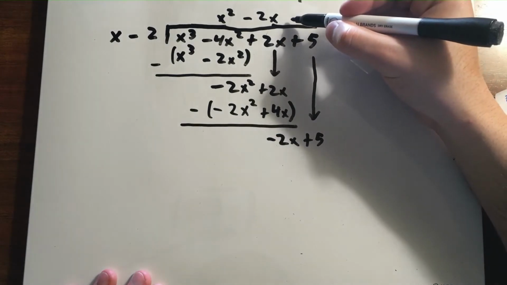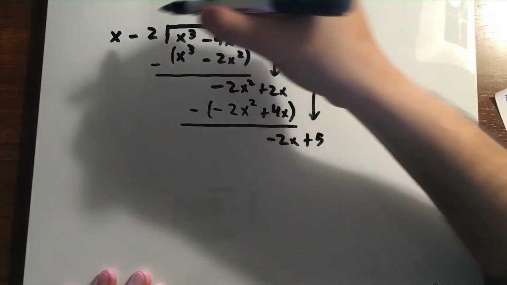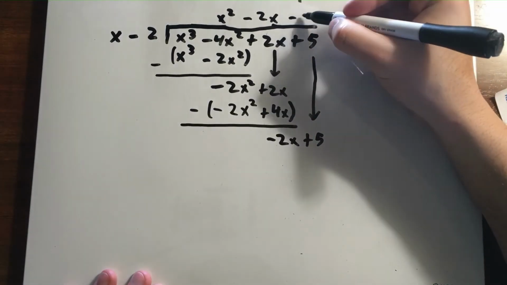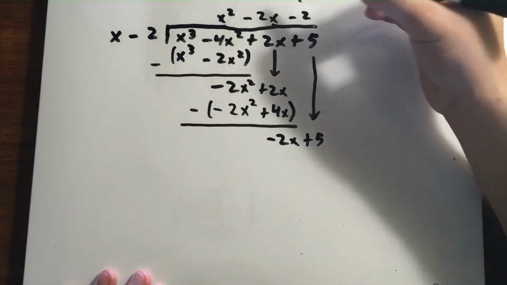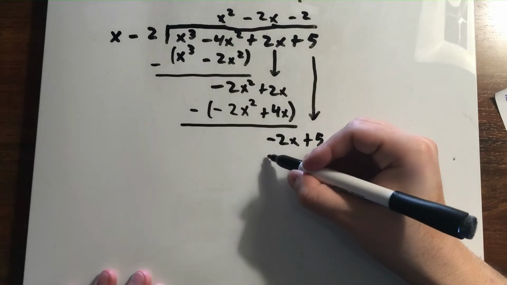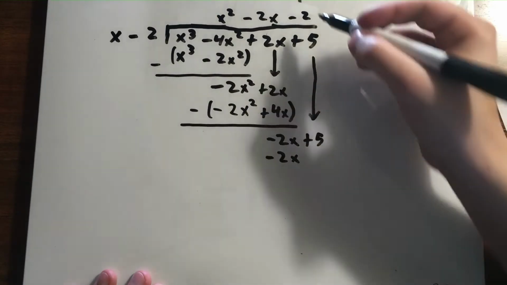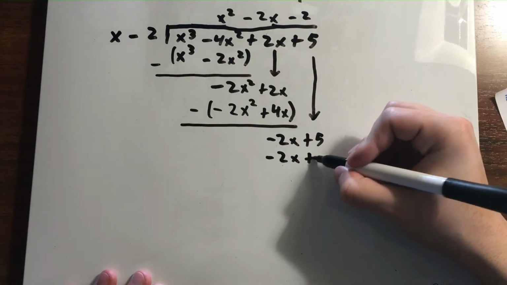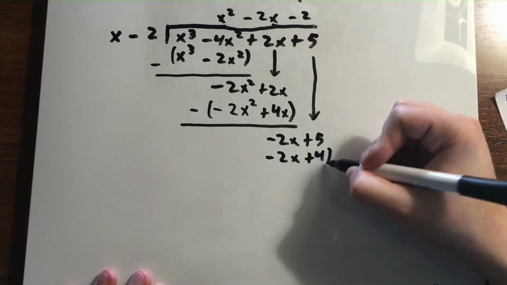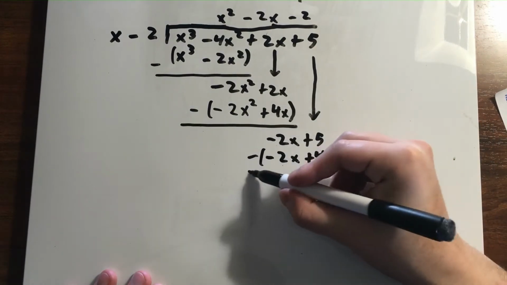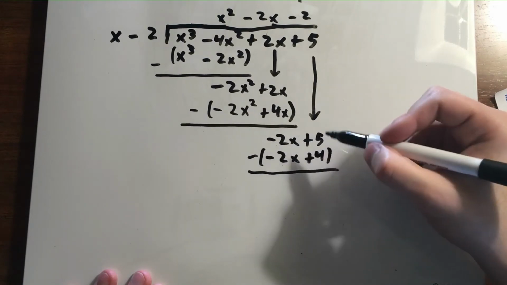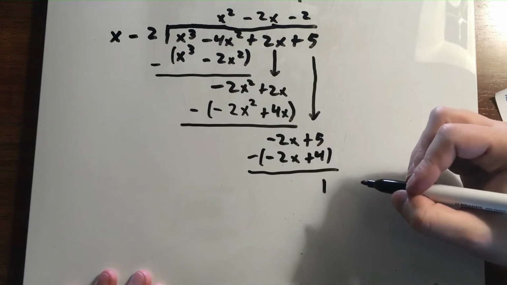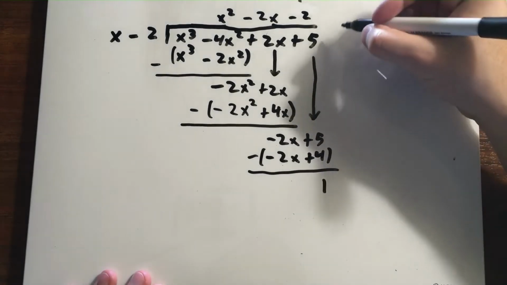What can we put up here that when multiplied by x will give us negative 2x? Well, we can just put negative 2. Negative 2 times x is negative 2x. Negative 2 times negative 2 is 4. Put in parentheses, subtract. This will be 0. 5 minus 4 is 1, and 1 is your remainder.